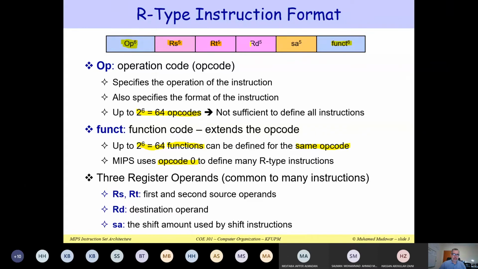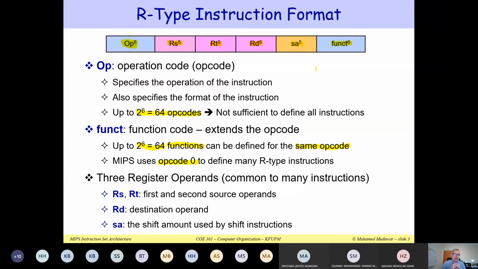These are called the register fields. Each one of these fields is 5 bits. So the 5 on top indicates the number of bits inside this field. So RS and RT define the first and second source operands, and RD defines the destination. So we read 2 registers, RS and RT, and we write 1, which is RD. So RD means destination. There is also SA, which is a shift amount, which is needed specifically by shift instructions.